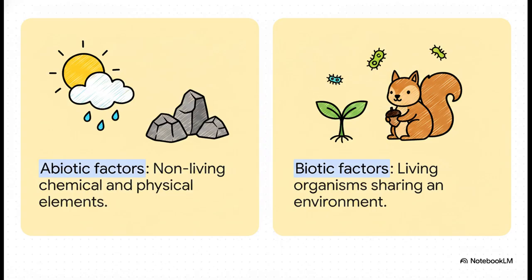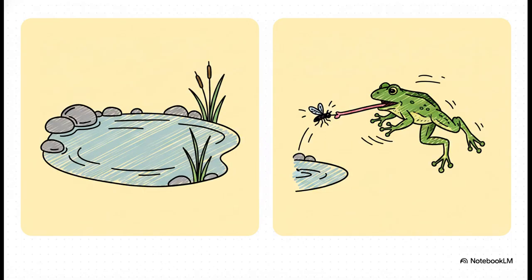And the thing is, an organism's survival depends entirely on how well it handles both the abiotic conditions and the biotic pressures around it. If just one of those things shifts, like say the temperature spikes, the entire system feels the shockwave. And this actually brings us to a really common mix-up in biology, the difference between a habitat and a niche. It's actually super simple when you think about it.